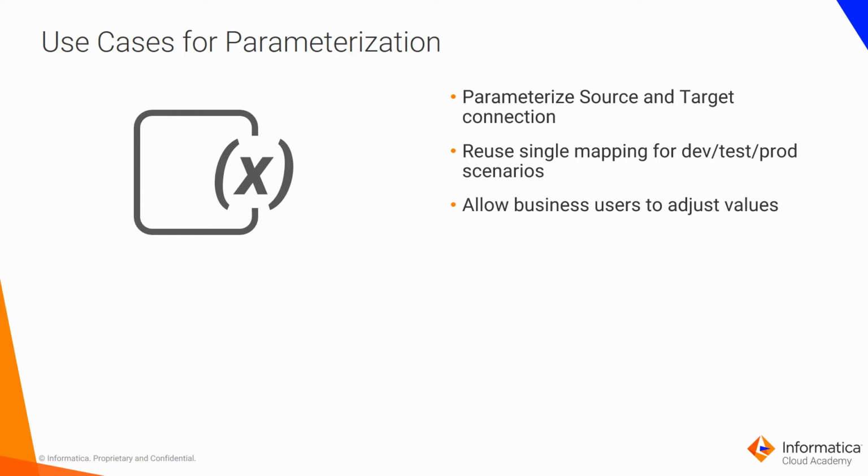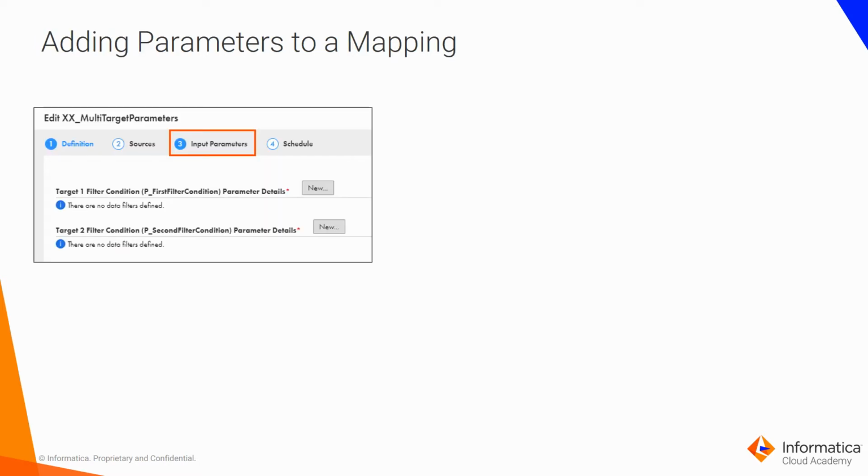For example, you might create a mapping that extracts account data from Salesforce, but want to allow your business users to specify what type of account data. When they create a mapping task based on the mapping, they can specify filters on the account type, account geography, and so on. By using parameters in a mapping, you can create more flexible mappings.